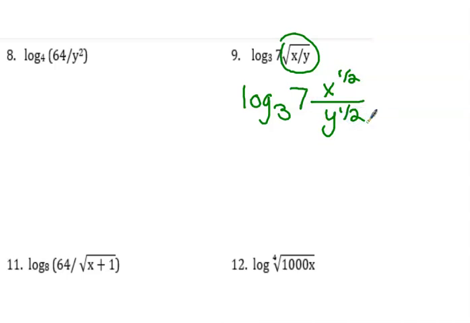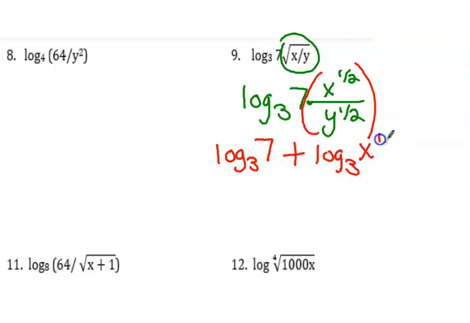Now we notice that these are subtraction problems, right? And then we have it timesing the 7. Okay, so it's 7 times this whole thing. So that means I have log 3 of 7 plus log 3 of x to the 1/2. And then I have a minus, because this is a division, minus log 3 of y to the 1/2. All right.